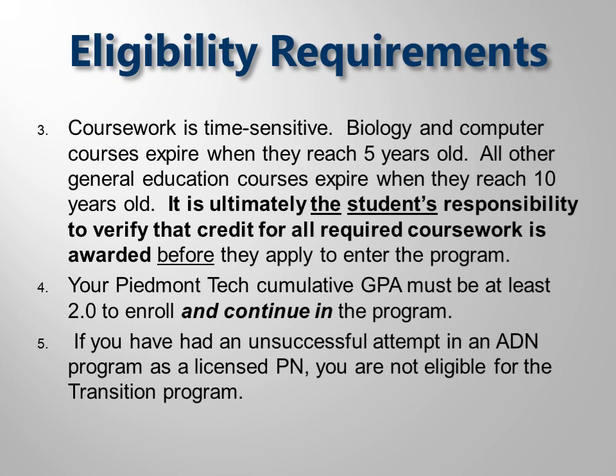The fourth requirement is that you must have a PTC cumulative GPA of at least a 2.0. You must also maintain a GPA of at least 2.0 to continue in the program. The fifth requirement is that you may not have had an unsuccessful attempt in any ADN program as a licensed PN. In other words, if you received your practical nursing license and then enrolled in an associate degree nursing program, and you were unsuccessful in that program, you are not eligible for the PTC transition program.